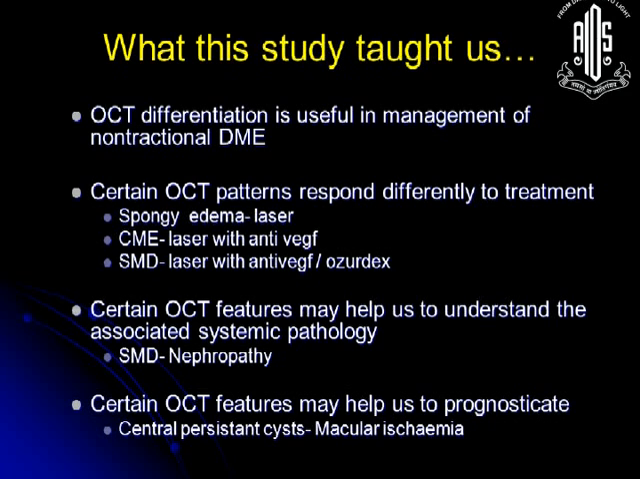Certain OCT features may help us to understand associated systemic pathology, like in a person with SMD, you should suspect nephropathy. And certain OCT features may help us to prognosticate. And during follow-up, if we see a patient with a persistent central cyst, you should probably think of macular ischemia.